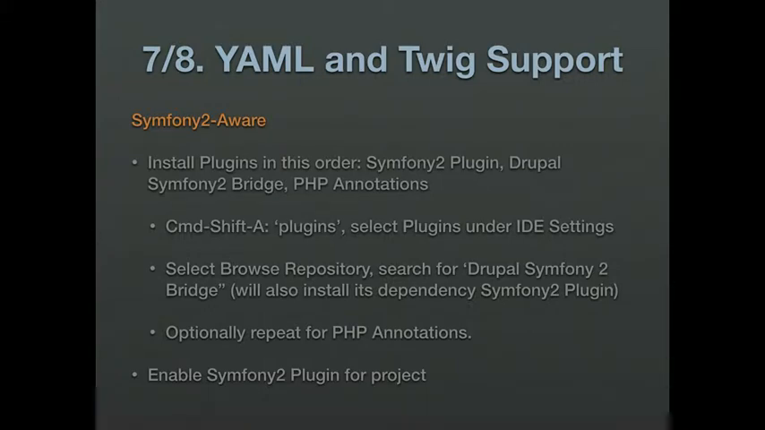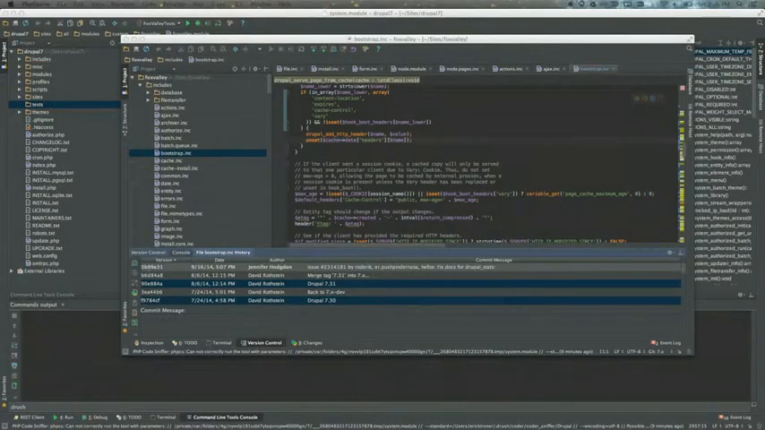You actually just install the Drupal Symfony 2 bridge plugin, and that will also install the Symfony 2 plugin. And then you could also do annotations. And then you enable the Symfony 2 plugin for the project. And then you have support. And I'll show what that looks like real quick.